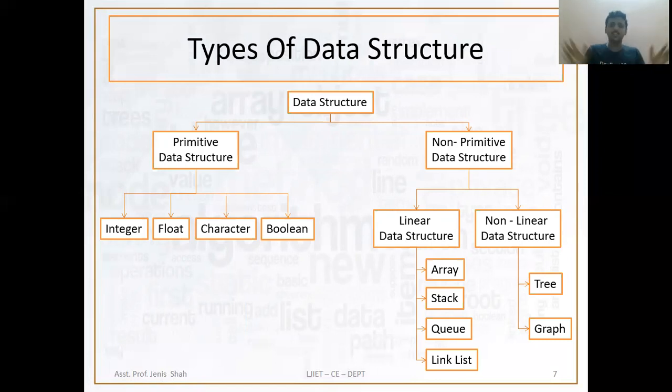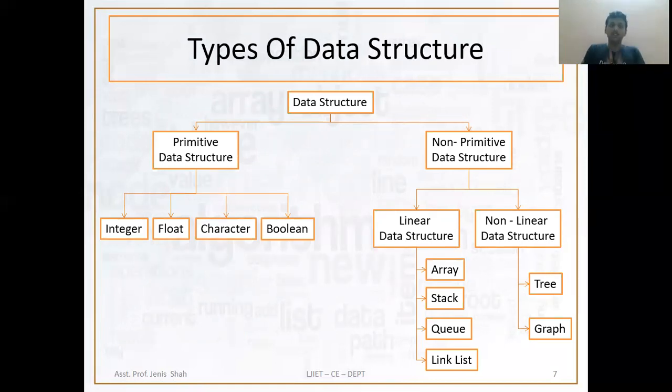So these data types are known as basic data types. Why are they known as basic data types? Because the computer can easily understand them. Array is a derived data type. Structure is a user-defined data type, because using structure you can define user-defined data types.